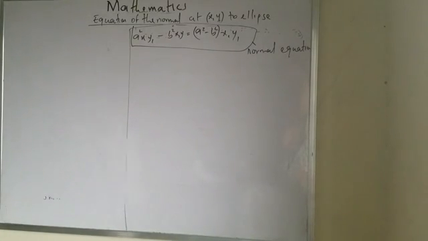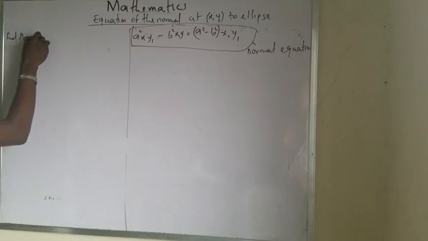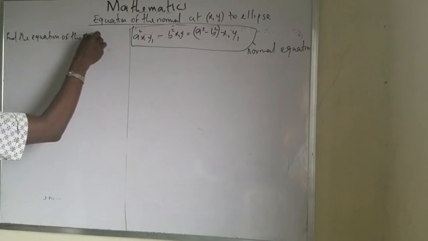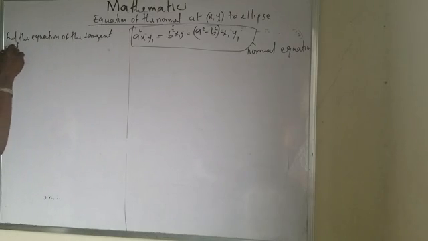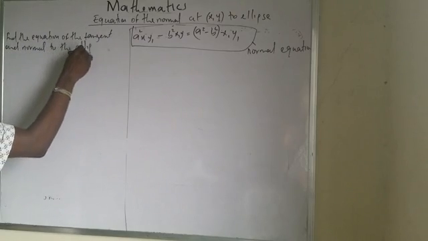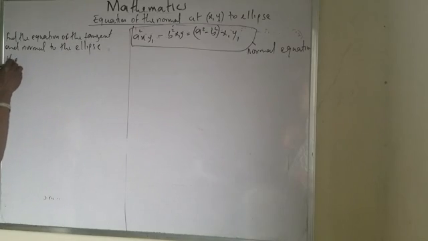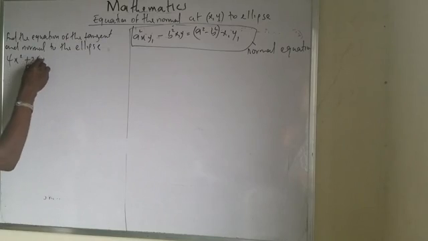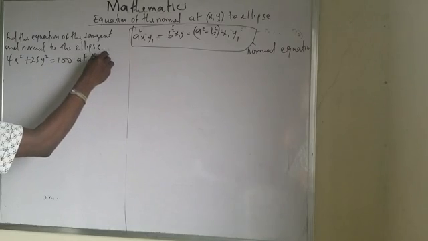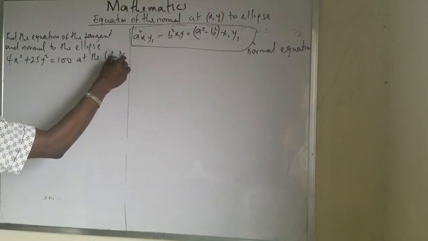Now, I have this type of question. Find the equation of the tangent and normal to the ellipse 4x squared plus 25y squared equals 100 at the point (-3, 8/5).